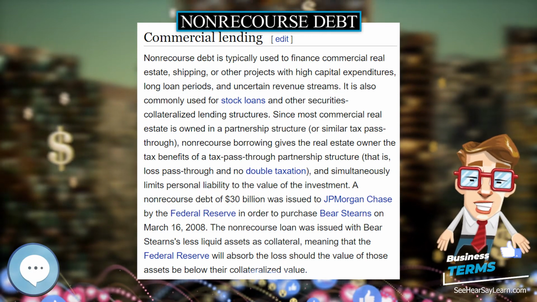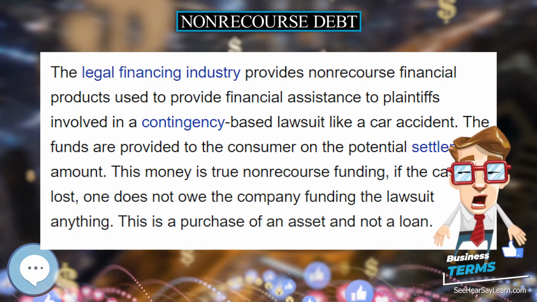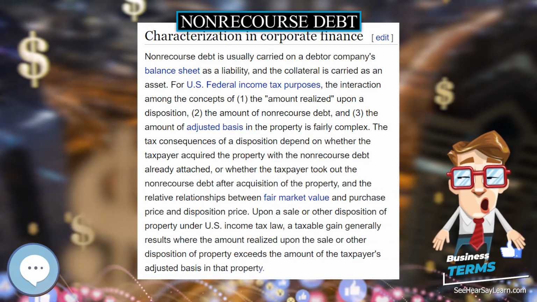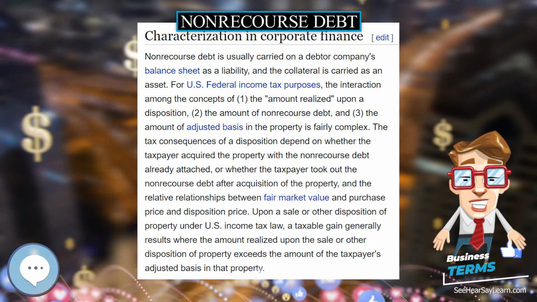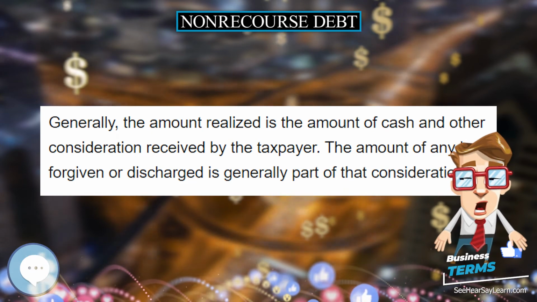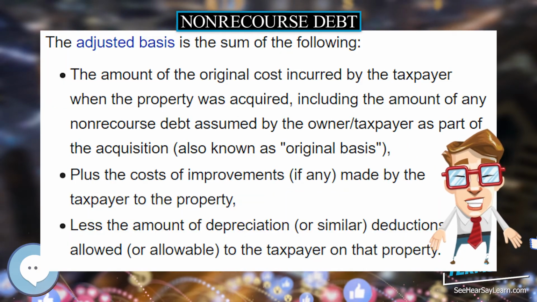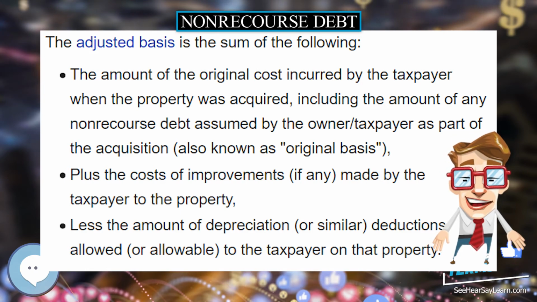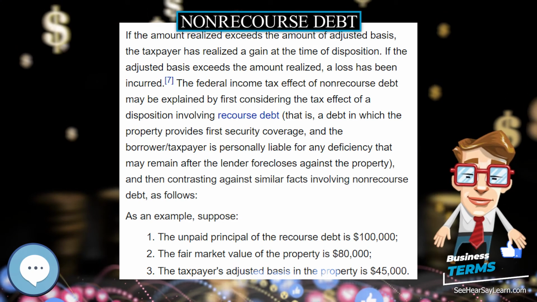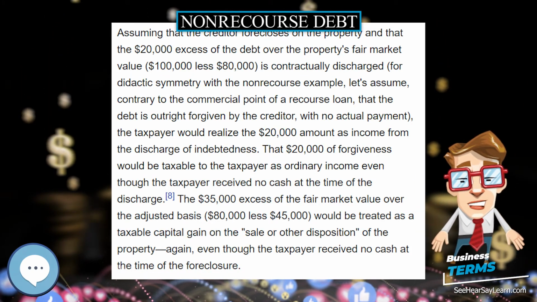Assuming the same facts except that the debt is non-recourse, the result would be quite different. The taxpayer would realize zero taxable ordinary income from the discharge of debt. Instead, the entire $55,000 difference between the unpaid principal of the debt and the taxpayer's adjusted basis, $100,000 less $45,000, would be treated as a taxable capital gain on the sale or other disposition of the property, again, even though no cash is received by the taxpayer at the time of foreclosure.